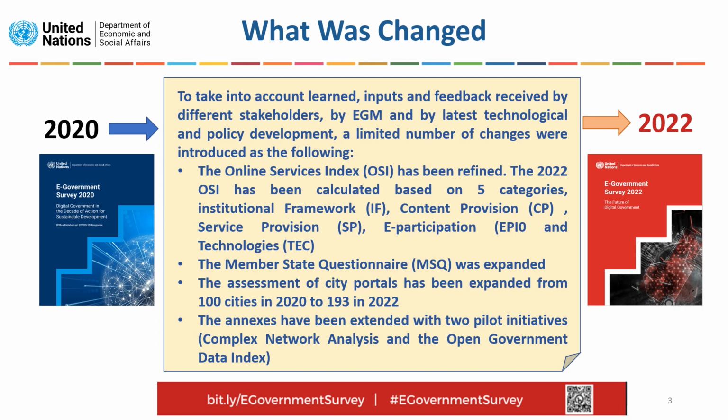The 2022 OSI has been calculated based on 5 new categories: institutional framework, service provision, content provision, technology, and e-participation, with the OSI as a whole calculated based on the normalized value for each sub-index. This new approach introduces the concept of a composite online service index. A weight was assigned for each category.